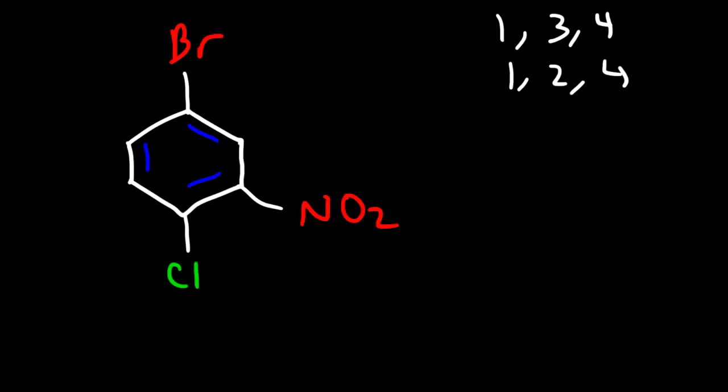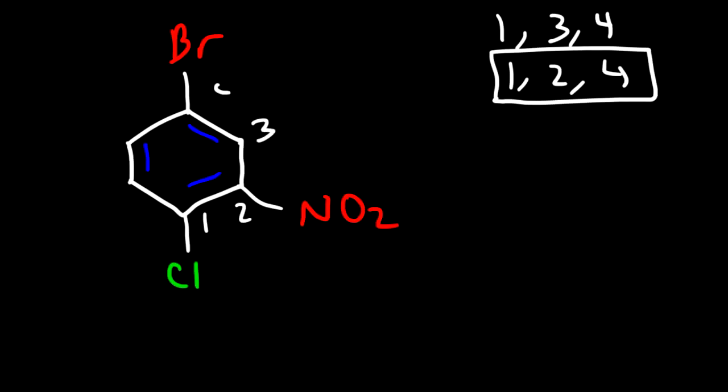And we don't want to start with the nitro group because if we count it this way, this is going to be 1, 2, 5, and so we don't want that. Or if we count it this way, it's going to be 1, 3, 6, which is even worse. So this is the best option. So this is going to be 1, 2, 3, 4.